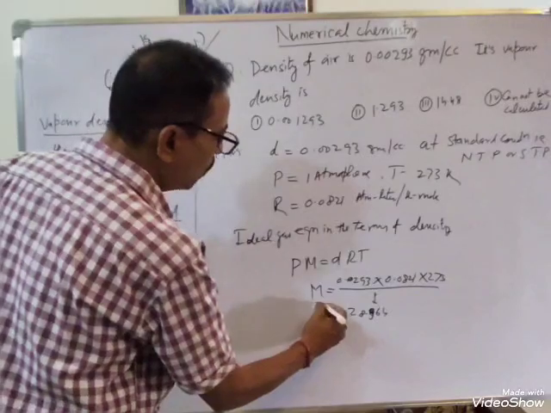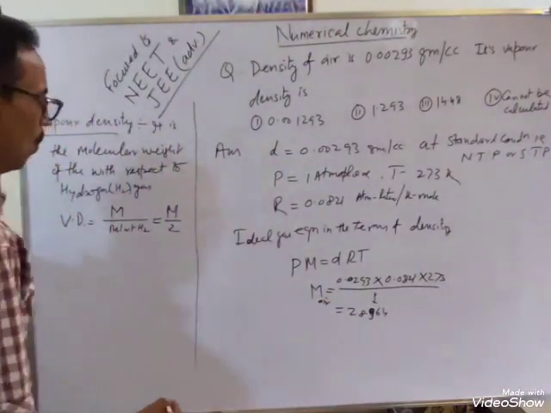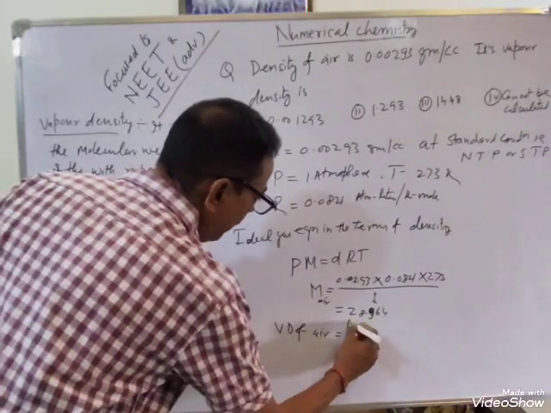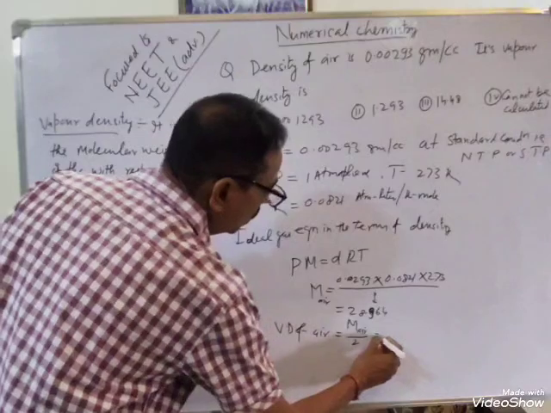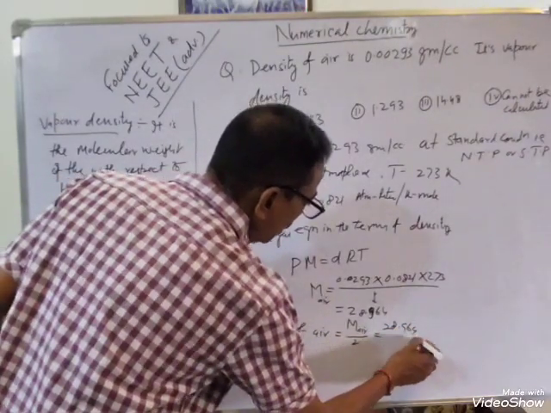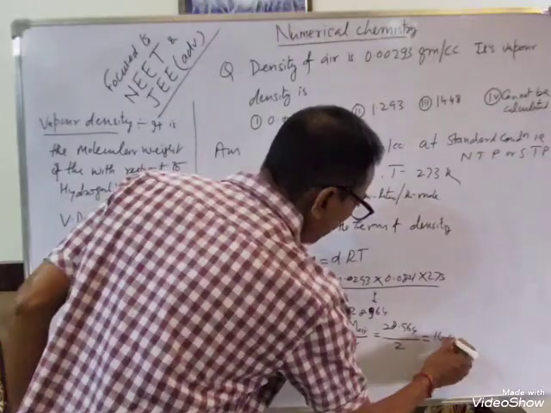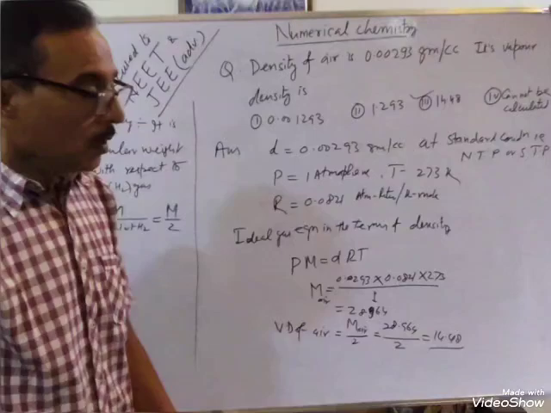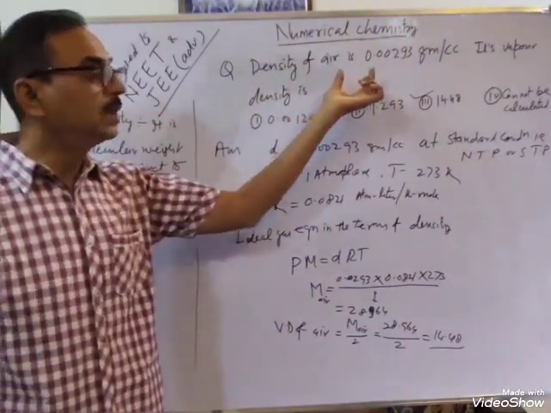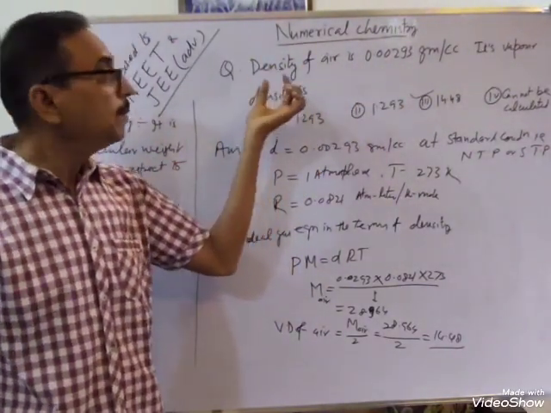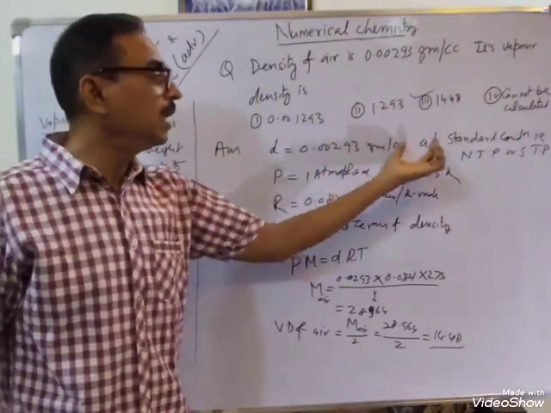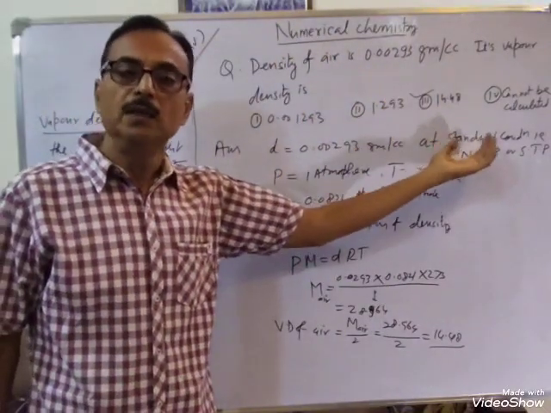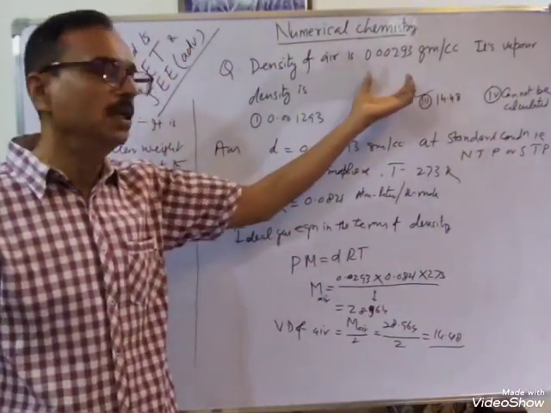So this is the molecular weight of air. And now what will be the vapor density of air? M of air divided by 2, that is 28.964 divided by 2, that is 14.48. So the answer will be C. Here only density is given and vapor density is asked. It means the density's temperature and pressure are not given in the question. If they are not given, then consider standard temperature and pressure, otherwise use the given values.